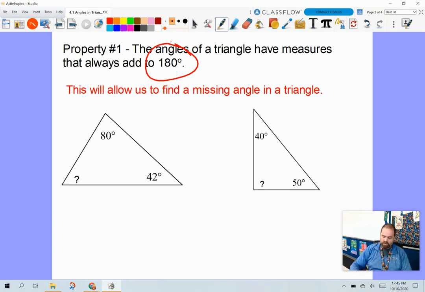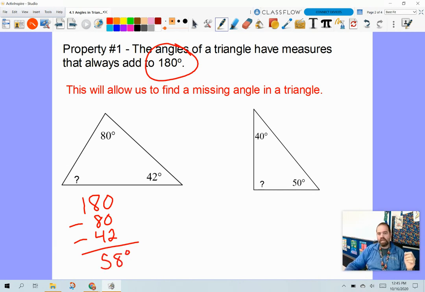So let's say, in this picture right here, I've got one angle that's 80 degrees and another one that's 42. What I'm asking you to do is to start with that 180 degree target number, and we're going to subtract off the 80 and the 42. So grab your calculator: 180 minus 80 minus 42 is going to wind up being 58 degrees. Okay, so your missing angle is 58 degrees.